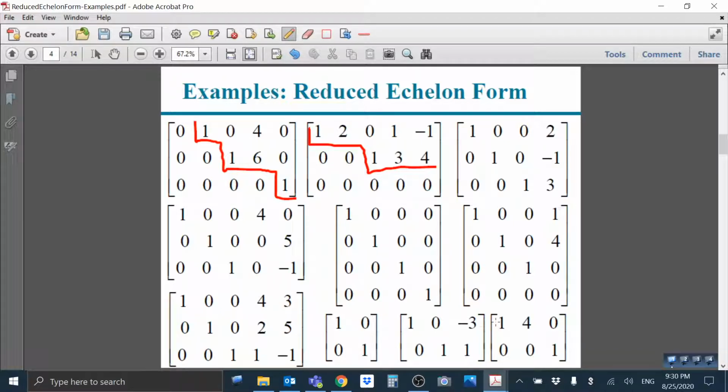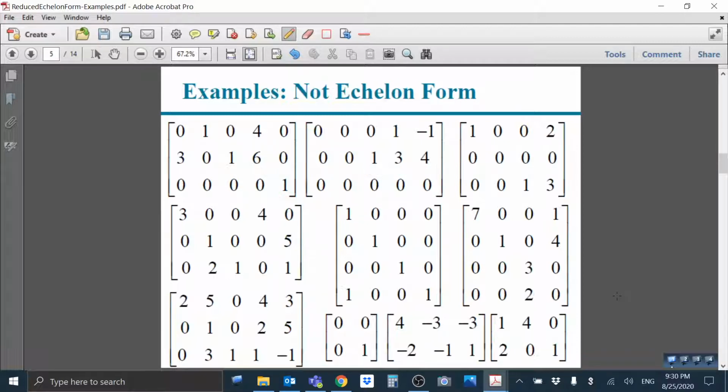How about this one? I have my leading entries. Great, my staircase. So leading entries to the right of each other. This one here has 0 below him, all good. So this is in echelon form already. I see that my leading entries are 1, both of them, that's good news. And now the last check, the leading 1 is the only non-zero value in its own column. True. Leading 1 is the only non-zero value in its own column. True. So this time I have all these properties satisfied, so I have reduced echelon form. Great news. Let's move on.